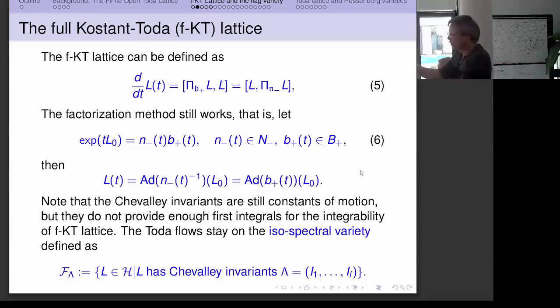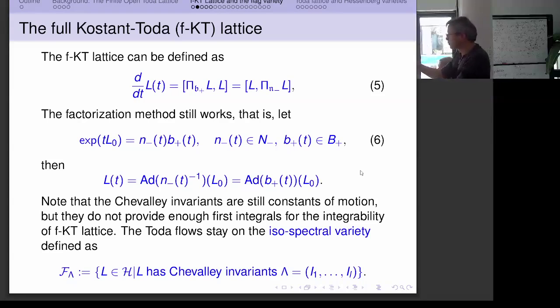Originally, our Toda lattice phase space has dimension 2l, where l is the rank of the Lie algebra, and we just need to use the Chevalley invariants. That's enough. But here, our phase space is much bigger. The Chevalley invariants still give us Hamiltonians, but that's not enough anymore. So we need to understand that.